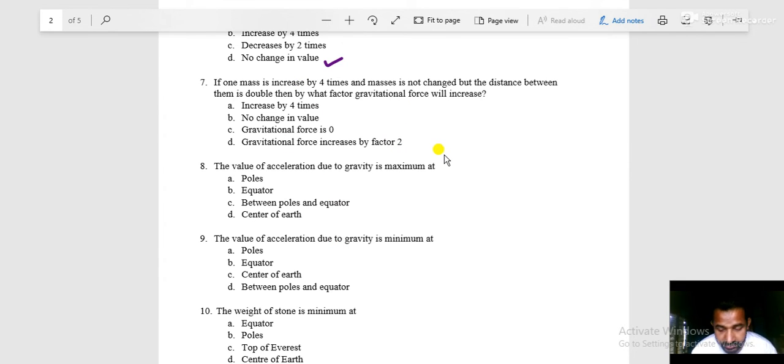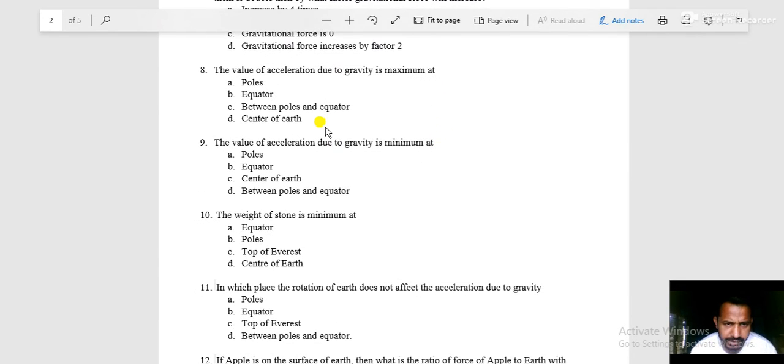Okay, you can solve in the similar way till here. And here the acceleration due to gravity is minimum at the center of the earth. You have learned that G is more at the pole than at the equator, which means at the center G is 0, so G is minimum at 0. Next question: where is the weight of the stone minimum? If G is 0 at the center, weight is also 0.